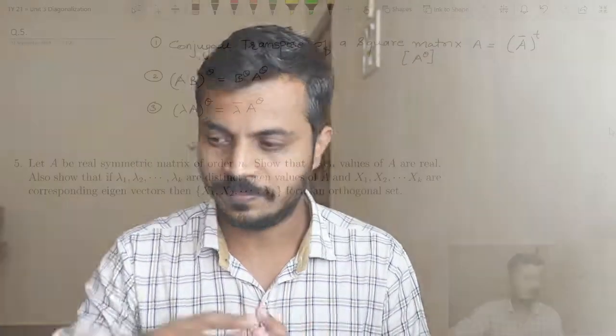Today we are going to show that a real symmetric matrix has real eigenvalues. I mean, take the eigenvalues of a real symmetric matrix and they are going to be real. Or in other words, all the eigenvalues of a real symmetric matrix are real. So let us move towards the proof.